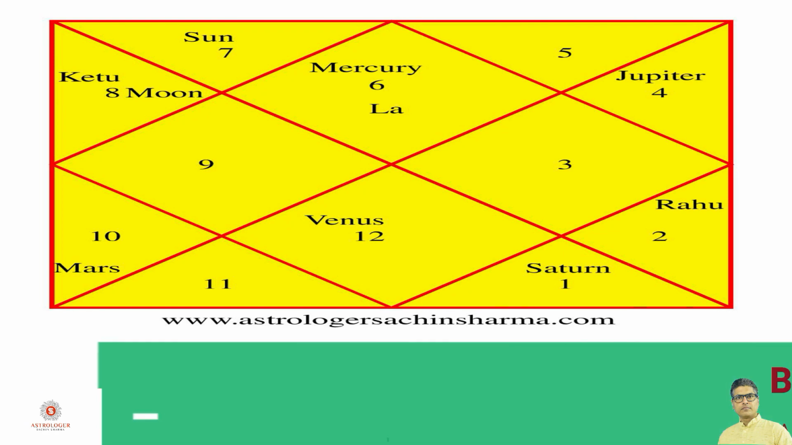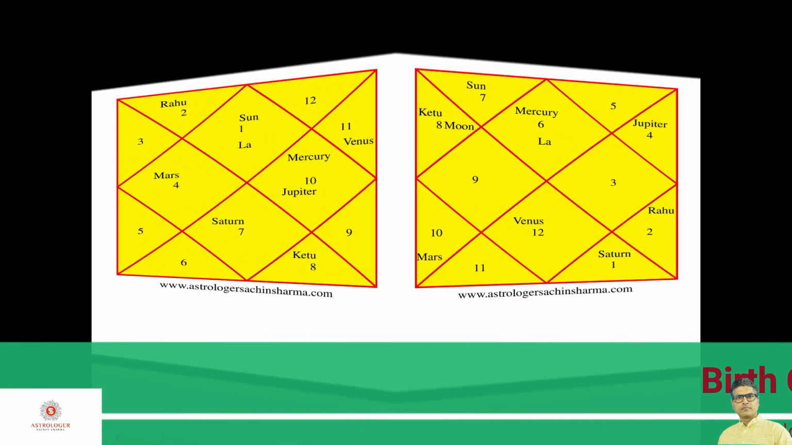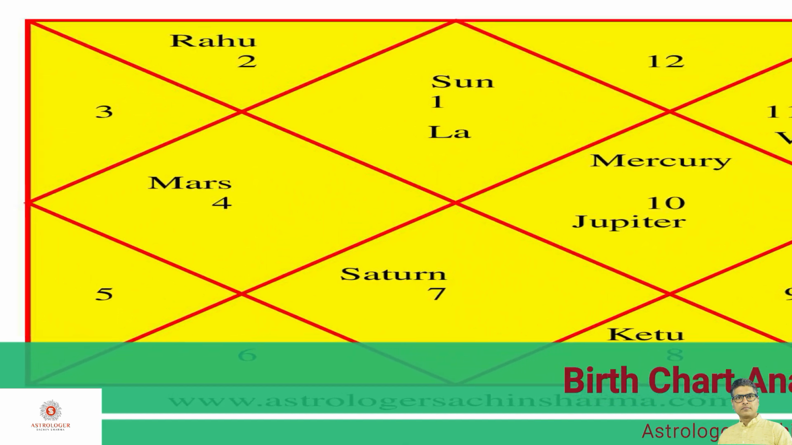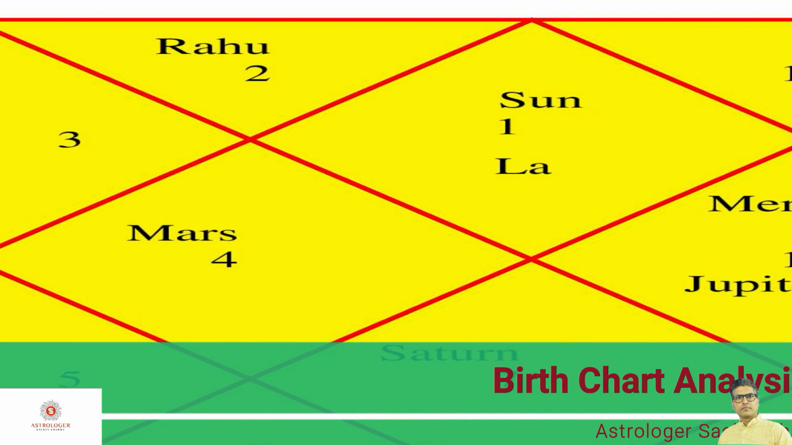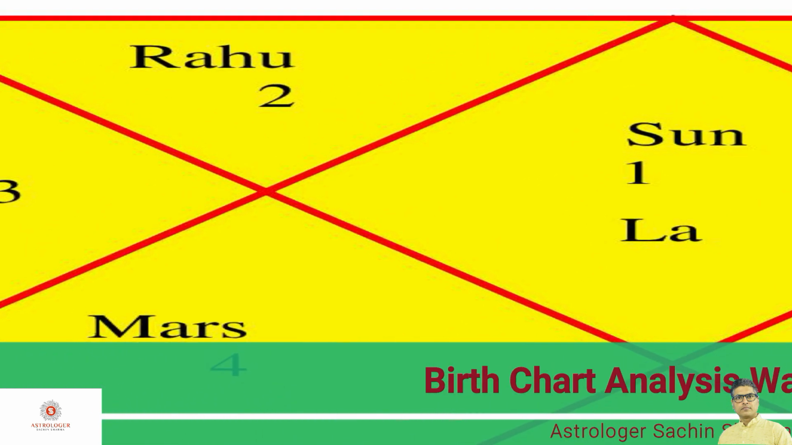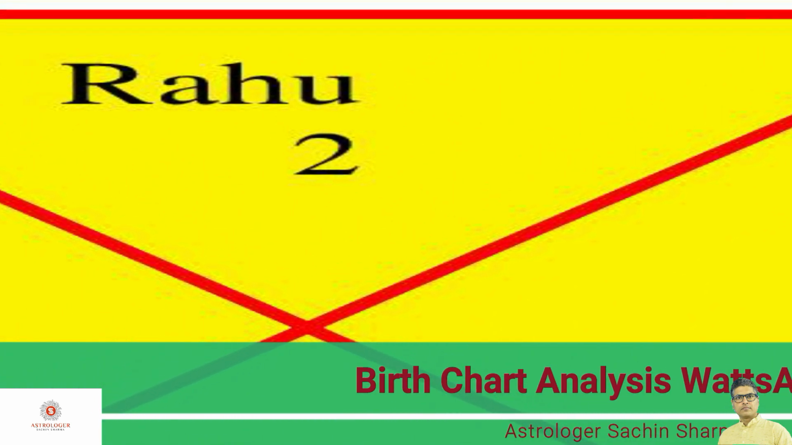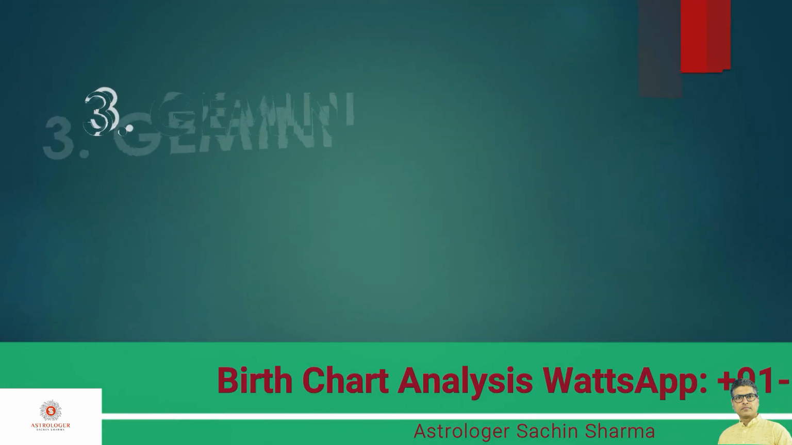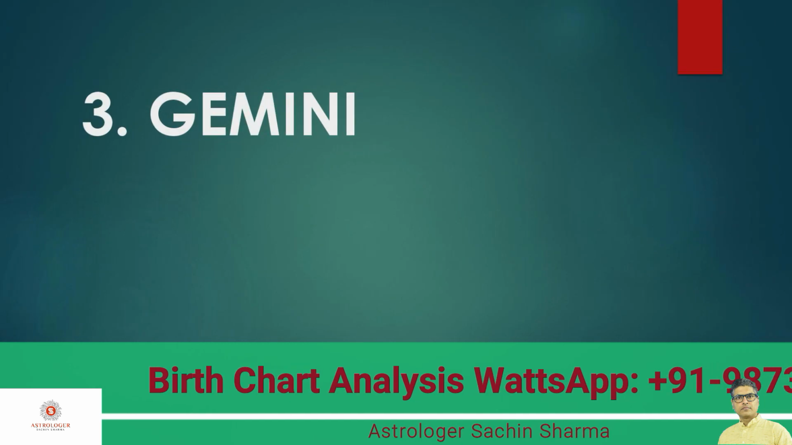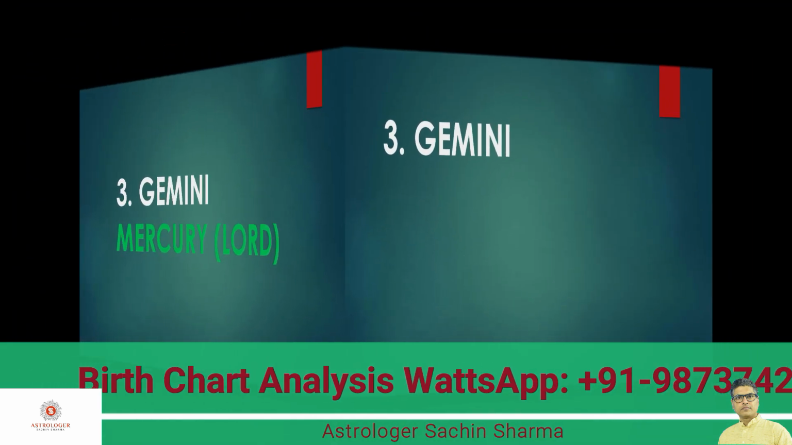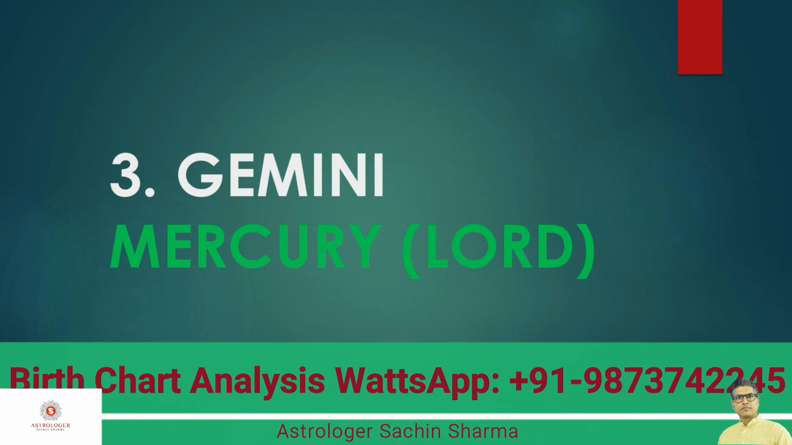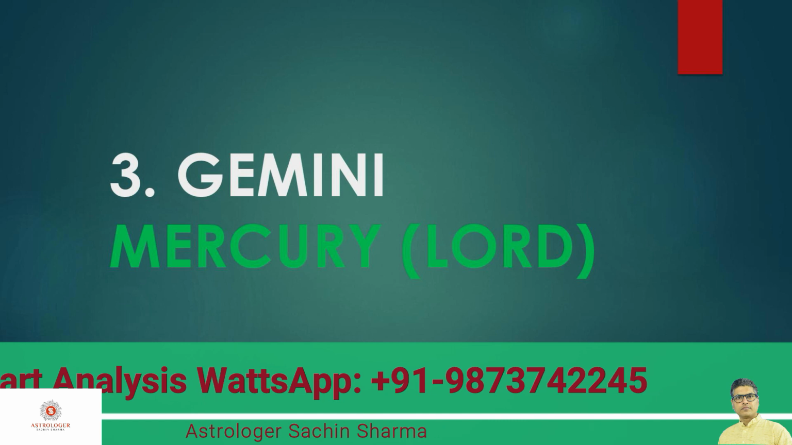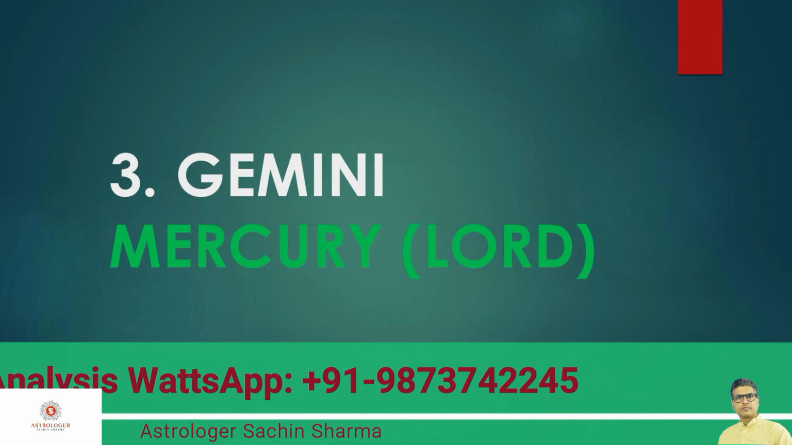So let us take another example here. In this birth chart, number 2 is written in the 2nd house of the birth chart. Hence we can say that the lord of the 2nd house in this particular birth chart is Venus. Now if number 3 is written, as you can see here, then it belongs to Gemini and Gemini belongs to Mercury. That means the lord of that house is Mercury. So if number 3 is written, then it means the lord of that house is Mercury.